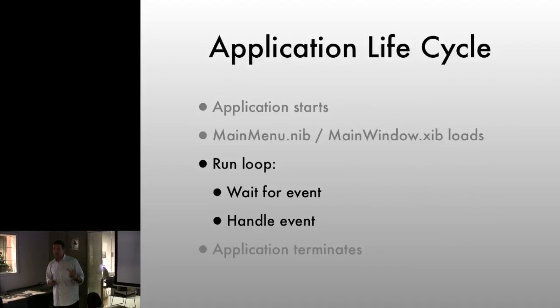The typical application life cycle, just kind of the 1,000-mile-up view. Your application starts, the main menu or main window loads. Then your run loop just starts and keeps going. There are things that happen with memory management, as you've seen with the autorelease tools and things. For the purposes now, we're not really concerned about that.